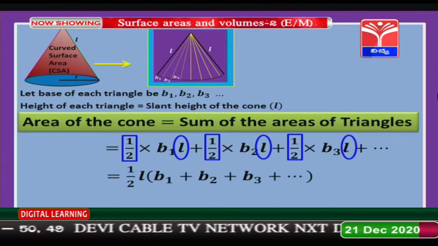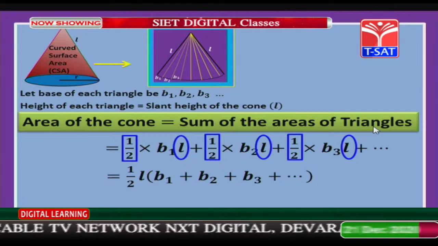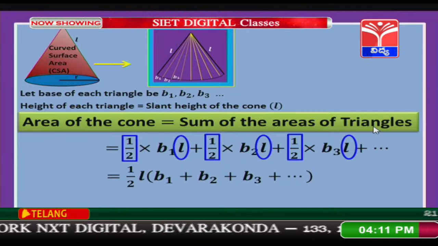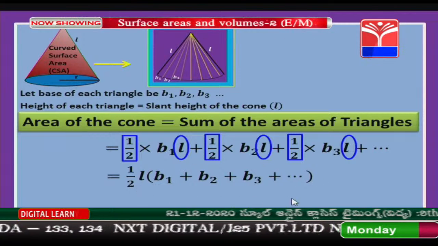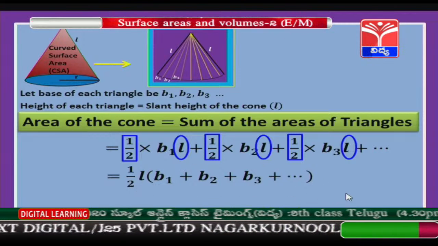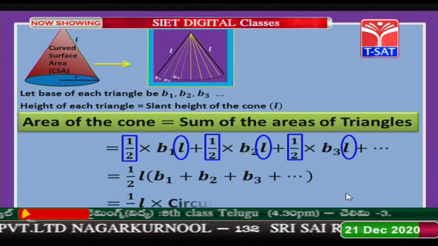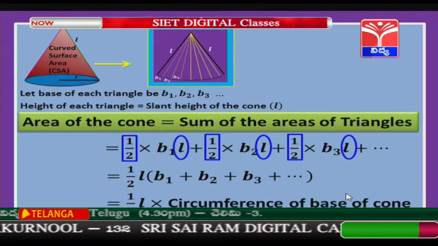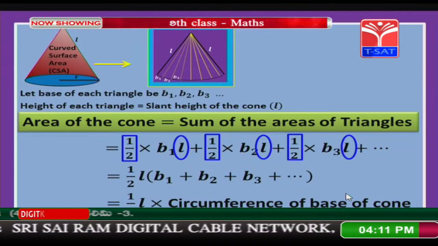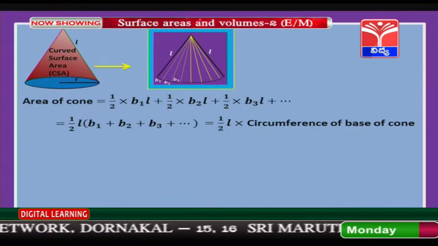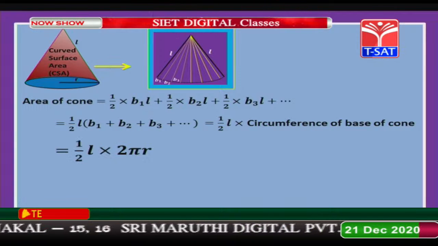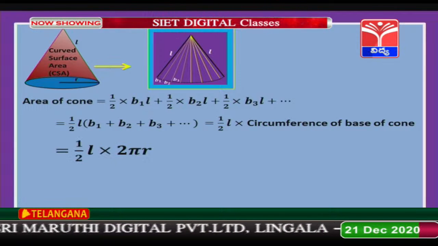Now, take out these two common factors, that is half L. If you take half L, what is left, children? Yes, we are left with B1 plus B2 plus B3. Now, if you go on adding all these, B1 plus B2 plus B3, what do you get, children? Yes, we get the circumference of the base of the cone: half L into circumference of base of cone. Now, what is the circumference of a circle formula? Yes, it is 2 pi r.